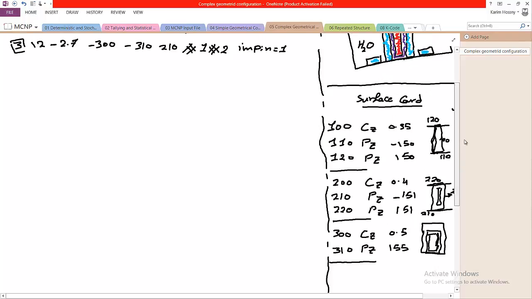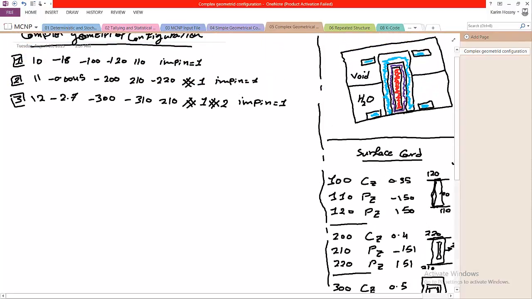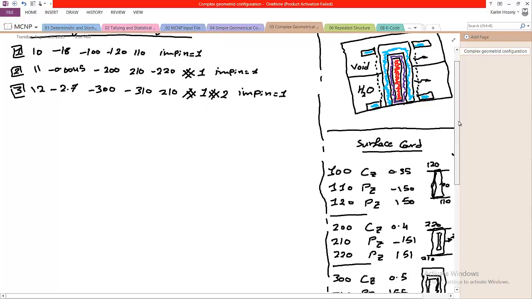After that, we have to take care of the tolerance. Tolerance can be modeled using a cylinder. The cylinder will be divided into two axially, where this could be a cell and this must be another cell because of the difference in the material.